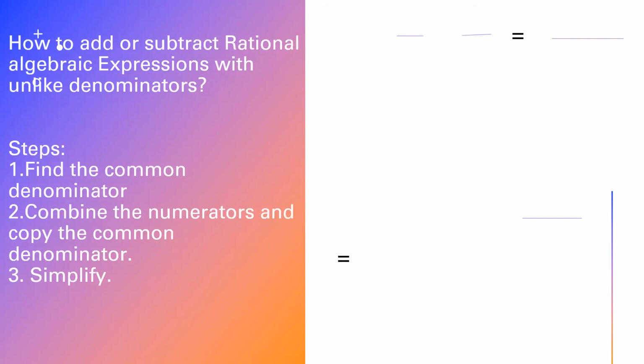Now, what about how to add or subtract rational algebraic expressions with unlike denominators? So same steps. Find the common denominator, combine the numerators, and copy the common denominator, then simplify.